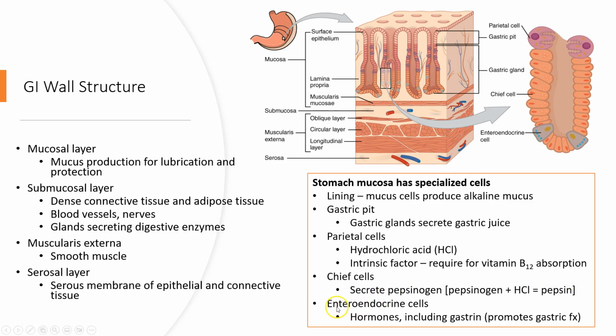And then finally in the stomach, we have enteroendocrine cells. And you can see these cells here. They kind of look like little feet. These secrete multiple hormones, so it's got the word endocrine in it, including gastrin, which is a hormone that promotes gastric function. So it stimulates movement, it stimulates secretion of things. It's an overall general hormone that activates the digestive process within the stomach.